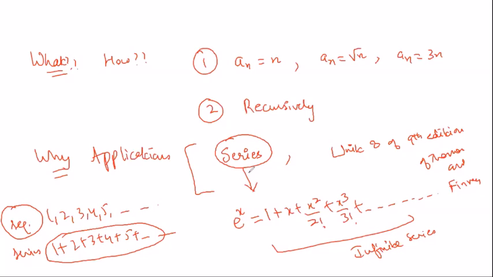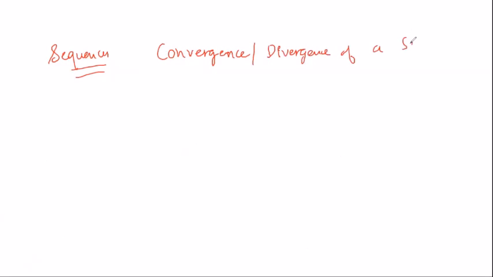You can relate it in this way. So now we'll go for the sequences. We have defined a sequence and done examples. Now we will talk about a very important concept which is convergence or divergence of a sequence.